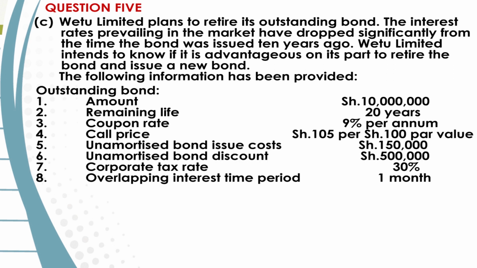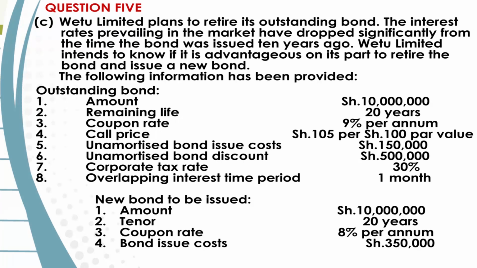Number one, the amount, we have 10 million. Number two, the remaining life is 20 years. Number three, the coupon rate, 9% per annum. Number four, call price 105 shillings. The par value is 100 shillings. Number five, an amortized bond issue cost 150,000. Number six, an amortized bond discount 500,000 shillings. Number seven, corporate rate 30%. Number eight, overlapping interest period is 1 month.